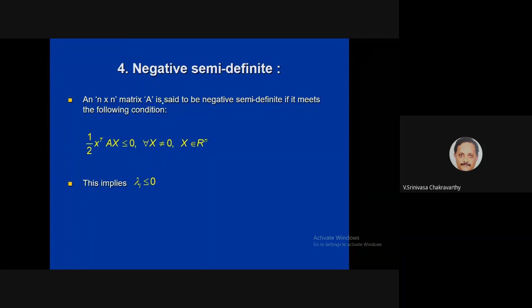Then negative semi-definite is a slightly relaxed concept. So when all the eigenvalues are either negative or zero, right, then the quadratic form x transpose Ax is either negative or equal to zero for all x not equal to zero.